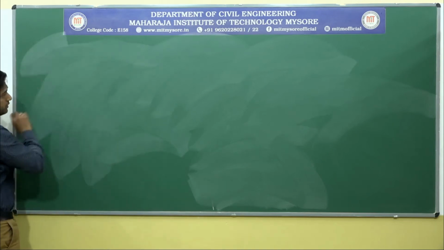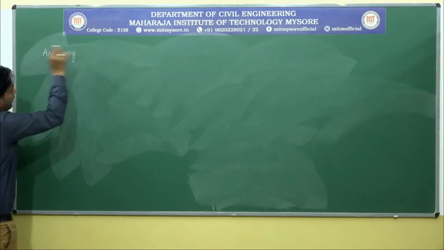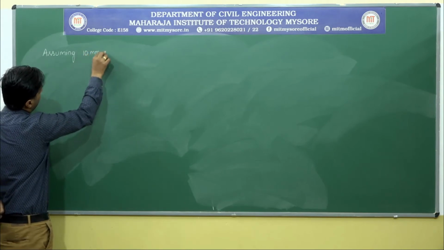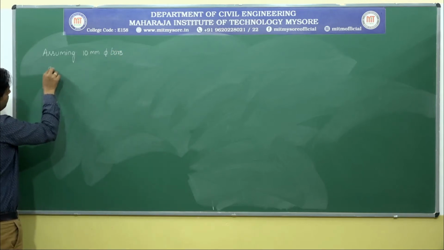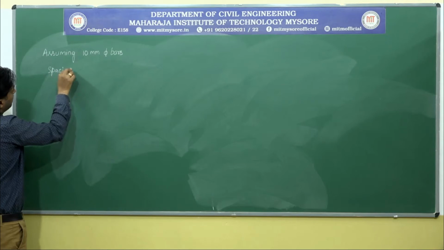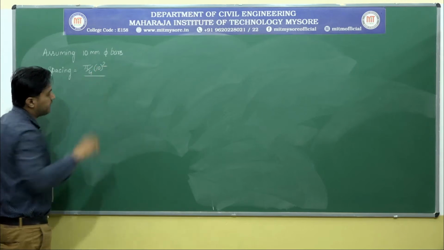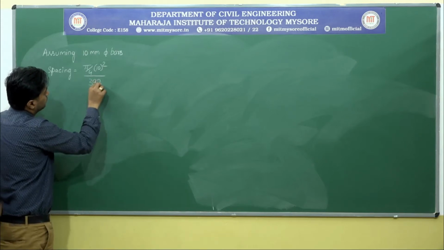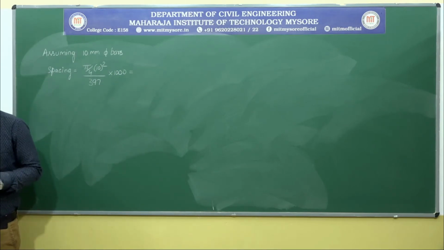Now, assuming 10 mm dia bars, spacing is equal to pi by 4 into d square, whole divided by the overall area, which is 397, into 1000. The value that we are getting here is 197 mm.